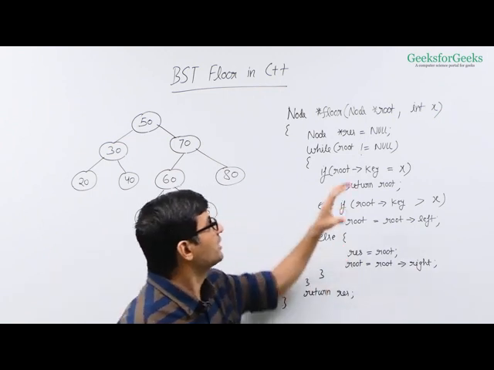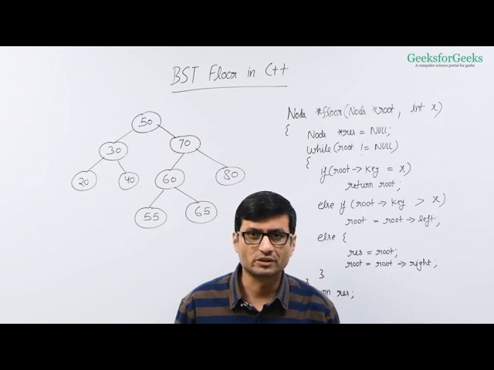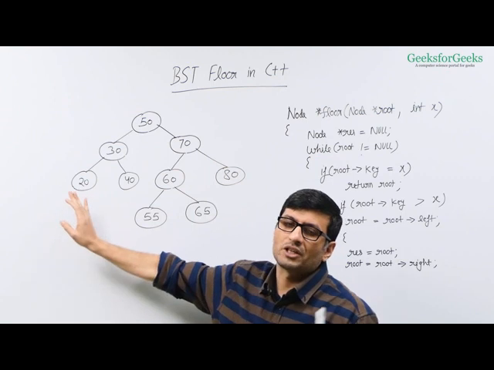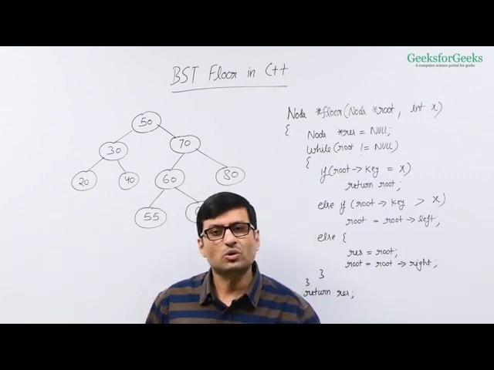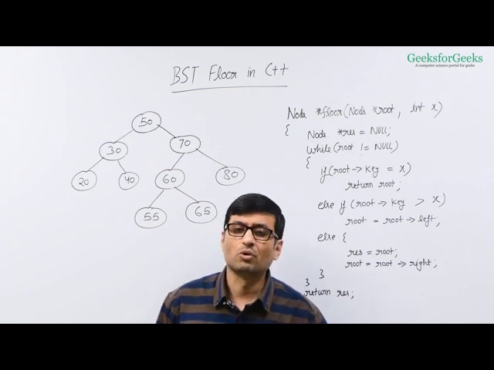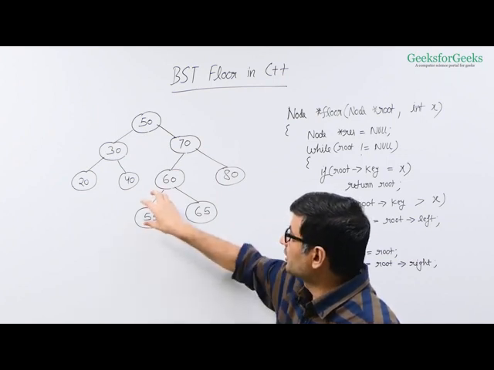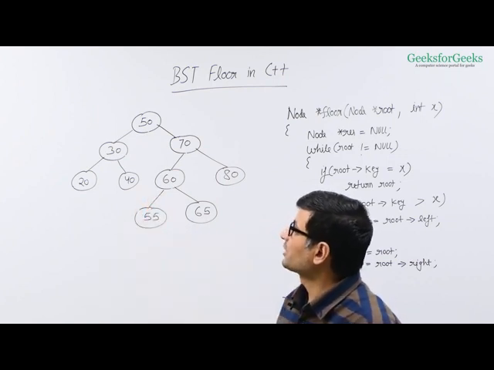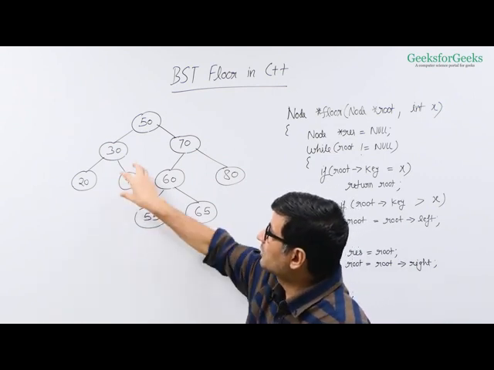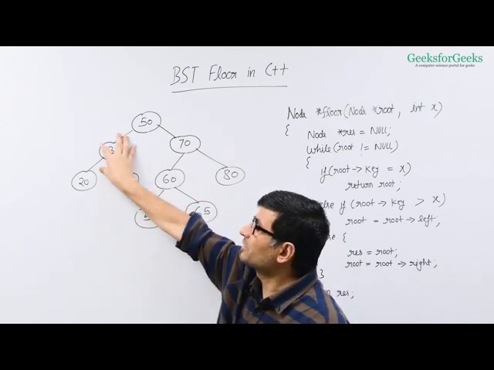So we've written a function here. This function returns null if there is no floor present. For example, if you're finding the floor of something like 10 in this BST, then this function is going to return null. Otherwise, it's going to return the address of the node which has the floor. For example, if you are searching for the floor of 58, it's going to give you the address of this node. If you're searching for the floor of 45, it's going to give you the address of this node. If you're searching for the floor of 30, it's going to give you the address of this node.